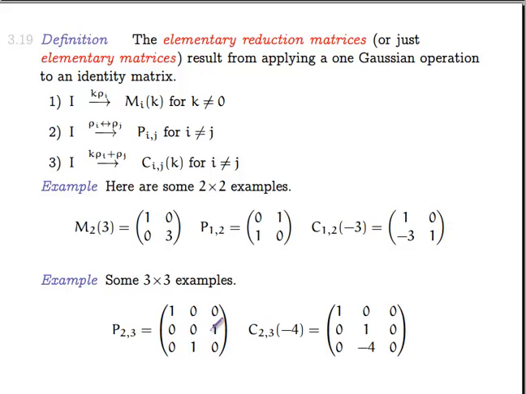For some 3x3 examples, similarly, you can work this out. P23 means you exchange rows 2 and 3 of the identity matrix, which you can see here is the exchange. C23 minus 4 means I take the second row of the identity matrix, multiply it by minus 4, and add it to the third row. And there's a mistake here. This should be a 1 here.